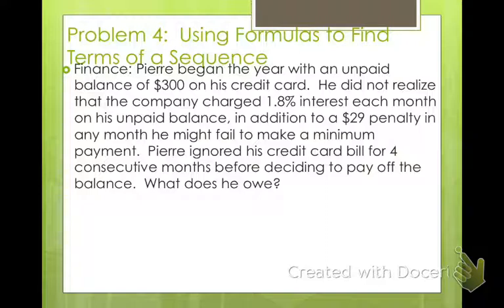Alright, so we need to look at what's important here. So we started off with $300 that he owed a company because he already had borrowed the money. And every month they charge you 1.8% interest for what you haven't paid. And then they charge you $29 for every month that he didn't make a payment. So for 4 months, he just completely ignored this bill. So he got interest the first month, and they charge a $29 penalty. So in the second month, they take all those things together, and they charge another interest with another $29 penalty.